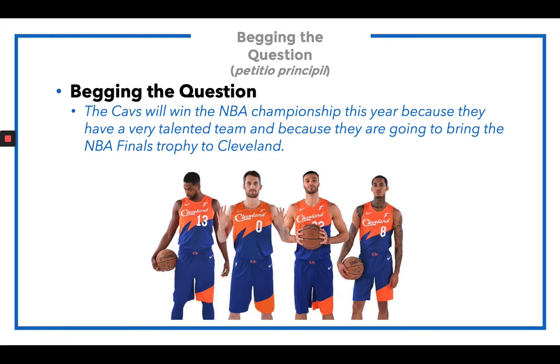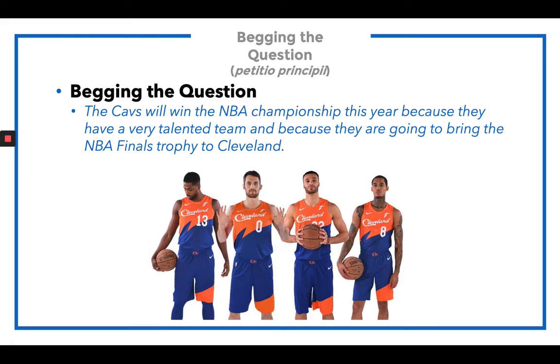So here's an example. The Cavs will win the NBA championship this year because they have a very talented team and because they're going to bring the NBA Finals trophy to Cleveland. So Cavs are not going to win the NBA championship this year. If there is an NBA champion this year, it seems like the NBA season might be done for.